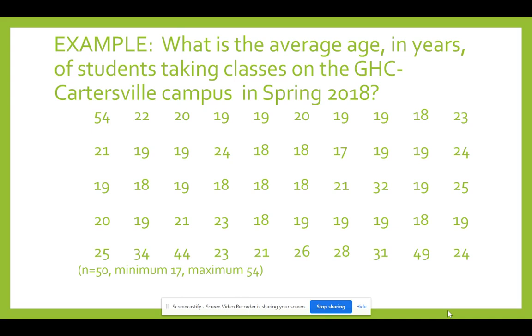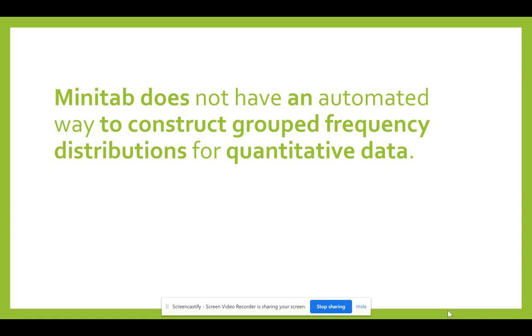And so initially, when we first start organizing our data, we like to create a grouped frequency distribution. However, MINITAB, the statistical software package that we're using, does not have an automated way to construct that grouped frequency distribution for quantitative data. And that's not the end of the world, because there are other organizational tools, such as the stem and leaf plot or a histogram, that can be just as useful as the grouped frequency distribution.